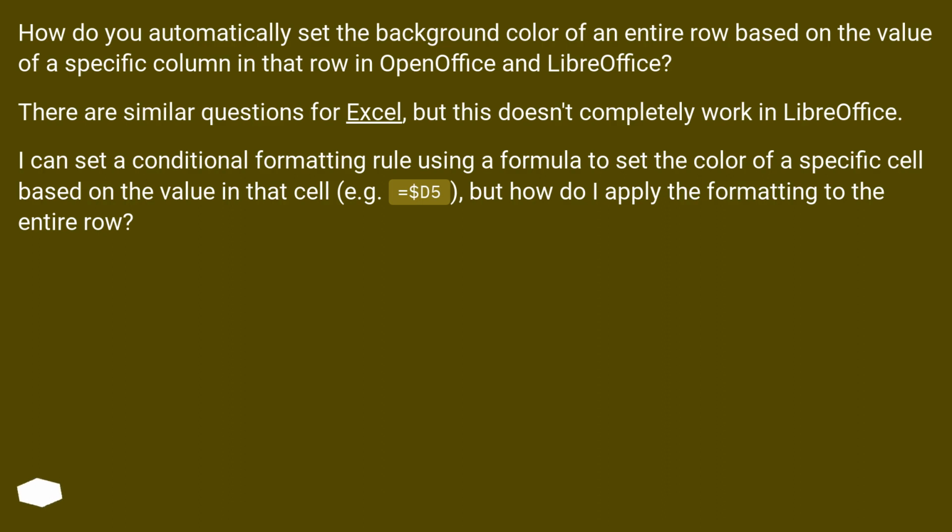There are similar questions for Excel, but this doesn't completely work in LibreOffice. I can set a conditional formatting rule using a formula to set the color of a specific cell based on the value in that cell, for example equals $D5, but how do I apply the formatting to the entire row?